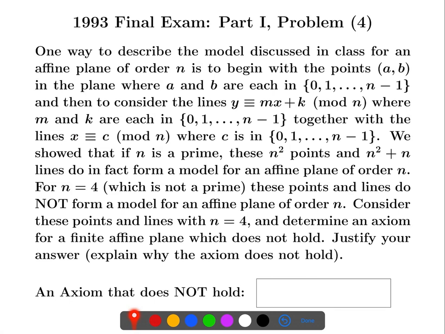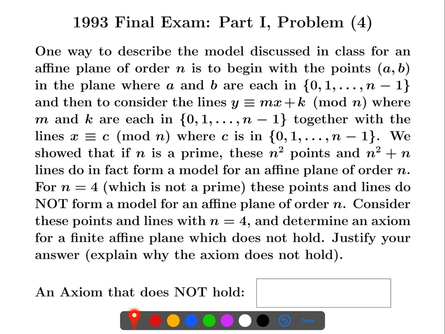Now what we want to do in this problem is suppose that n is 4 and say what goes wrong. And this construction worked when n was a prime. It doesn't work when n equals 4, and your task here as a student would be to try to find an axiom that doesn't hold when we look at these n squared points when n is 4, 16 points, and these 16 plus 4, 20 lines.